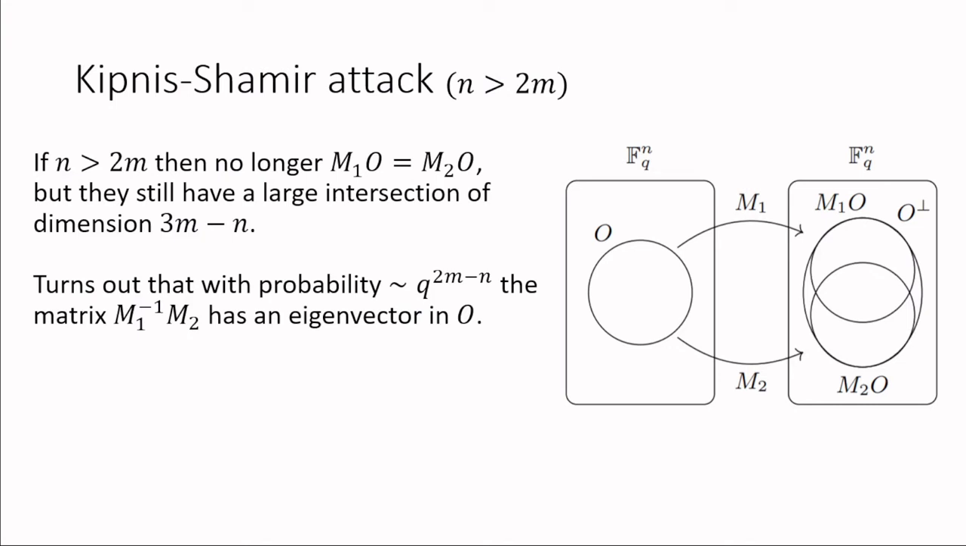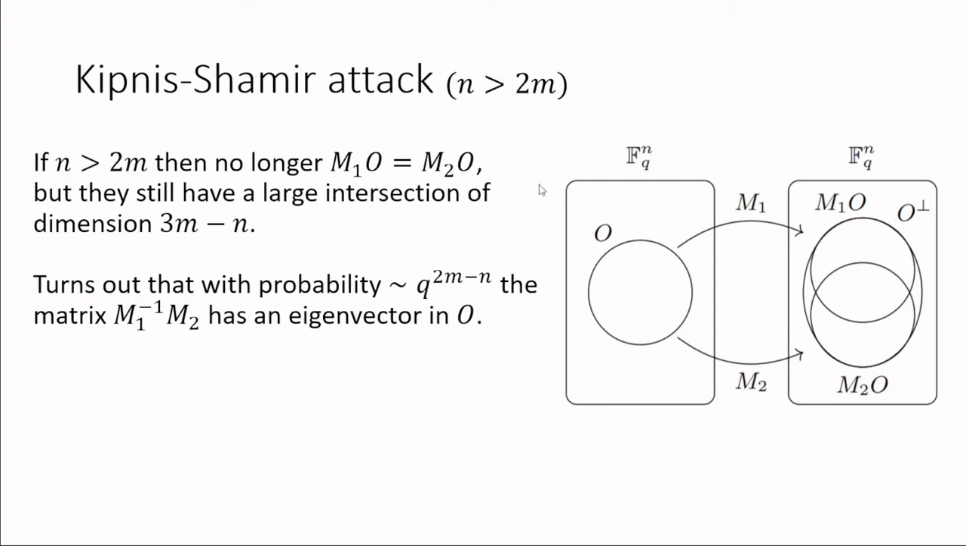The problem now is that M1 times O is no longer equal to M2 times O, because our lemma just says that they're both subspaces of O perp, but now O perp is large enough that they don't have to be equal anymore. Right, but still, since they're both subspaces of O perp, which is not too big, M1O and M2O are forced to have a large intersection, namely an intersection of dimension at least 3m minus n.